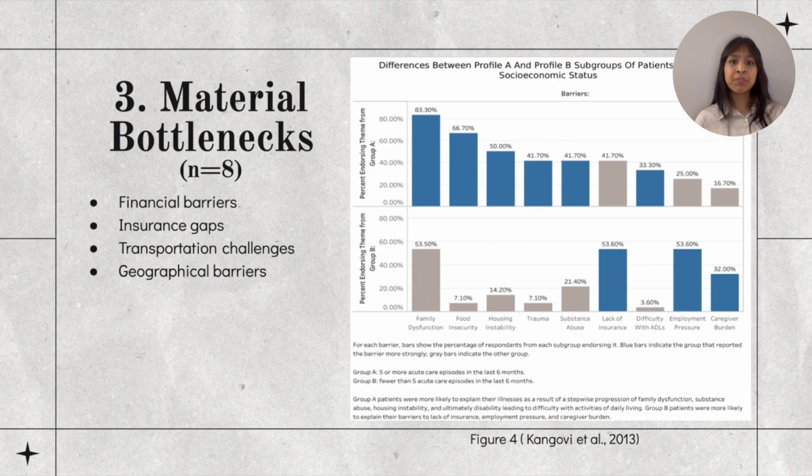Figure 4 highlights the differences within low socioeconomic groups themselves. The figure compares individuals who frequently use emergency departments with those who use them less often. Frequent ED users reported major social stressors such as family dysfunction, housing instability, food insecurity, and substance use. In contrast, lower frequency ED users often reported structural barriers such as lack of insurance and employment pressures. This comparison shows that emergency department use is not simply a matter of income level, it is strongly shaped by social instability and life stressors.